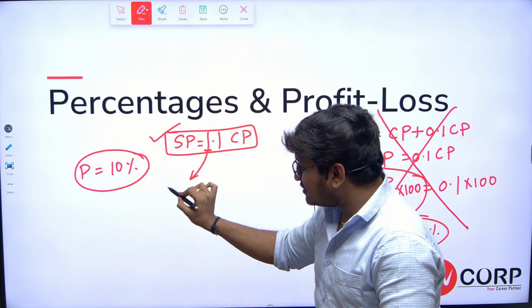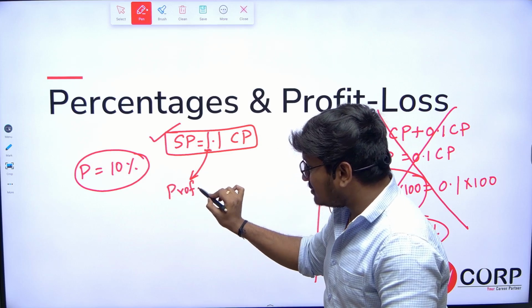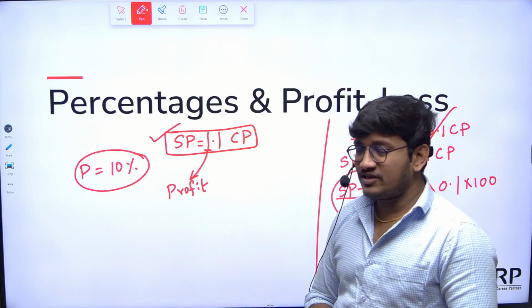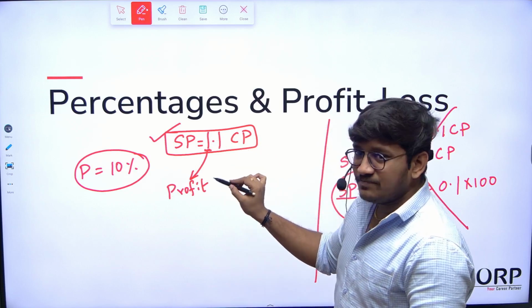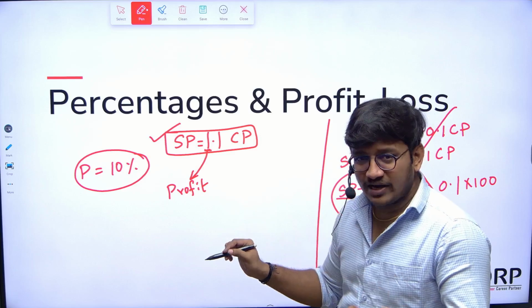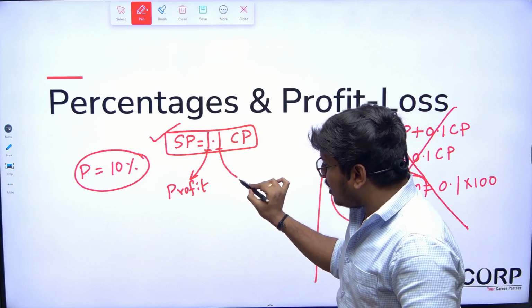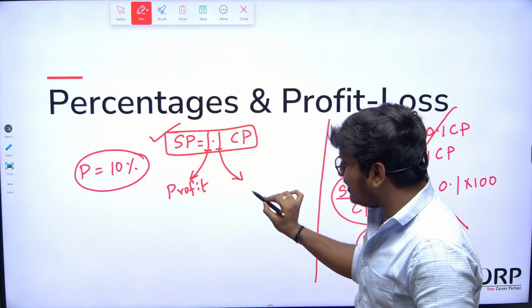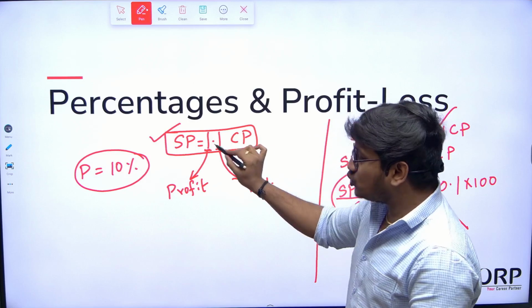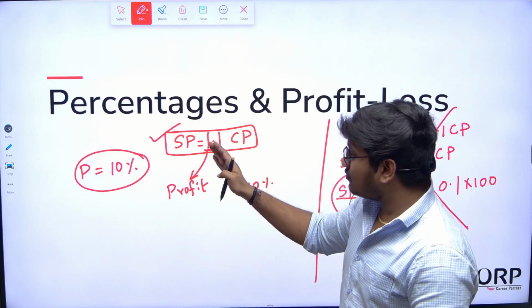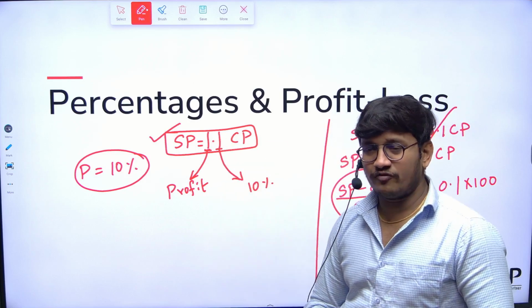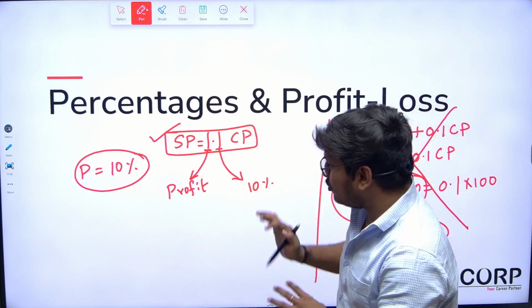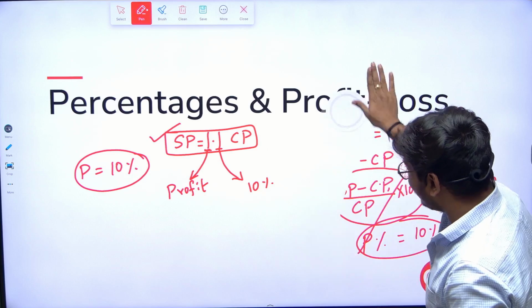This one indicates it is a profit. After the decimal, whichever value you write indicates how much profit you are getting. If after the decimal it is 1, it is 10%. If it is 2, it is 20%. If it is 4, it is 40% profit. Now I'll give you a few examples to make the concept clearer.